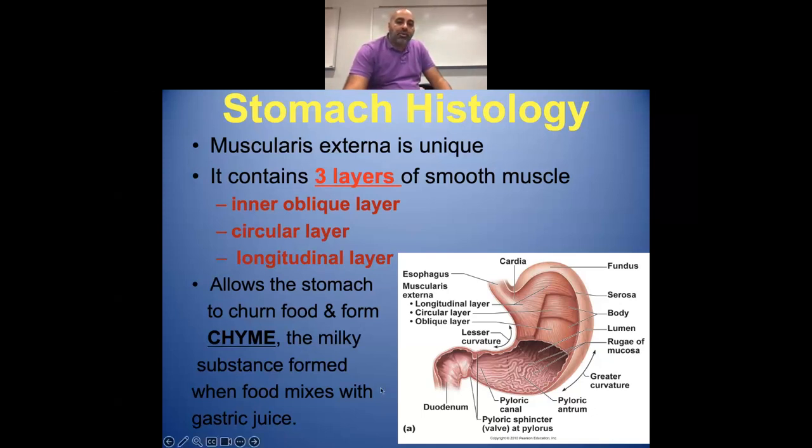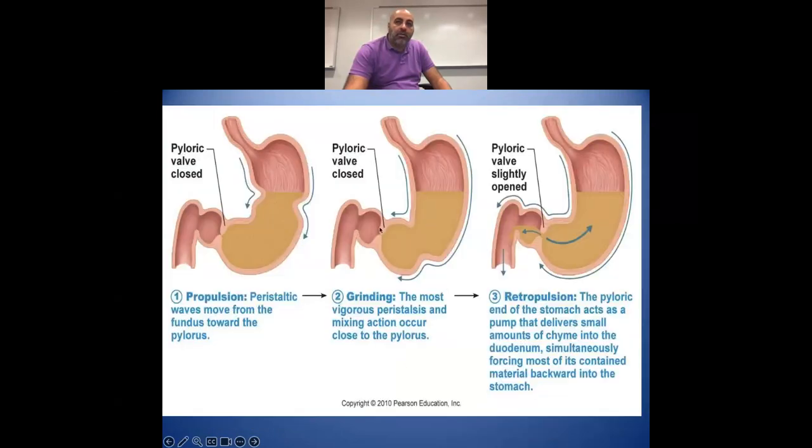Now it's ready to go into the small intestine. What's stopping it is the pyloric sphincter. Okay? The pyloric sphincter is stopping it from entering. We churn it, it pressurizes, and then we open the pyloric sphincter a little bit, and a little bit comes in. We take a little bit at a time so we don't overwhelm the enzymes.